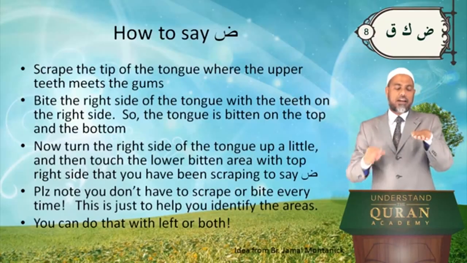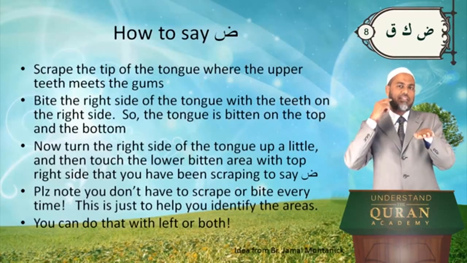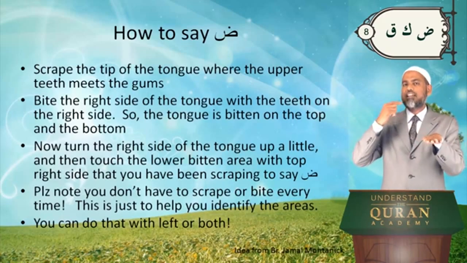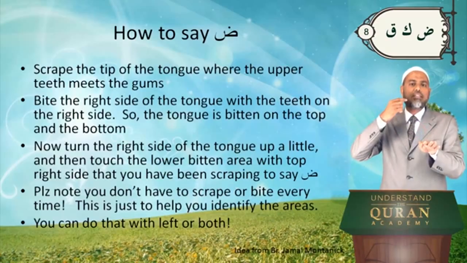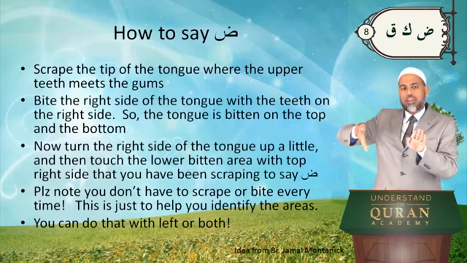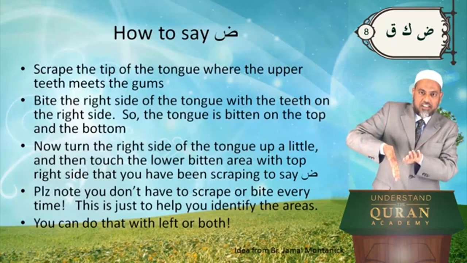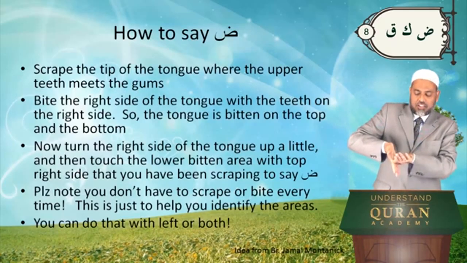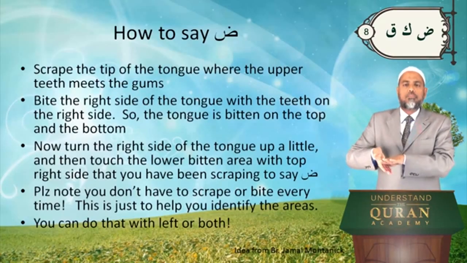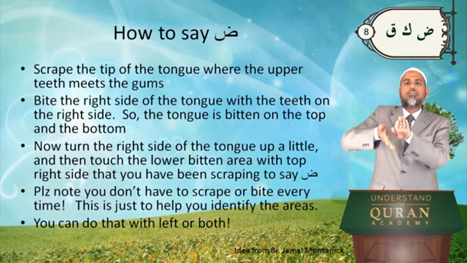And what to touch? Now bite the right side of the tongue with the teeth on the right side. Bite it. So now you know that is the area that has to be touched. So touch the bitten right side of the tongue with the roots of the molars, the area that you have been scraping. Touch it here. Da, da, da, and then make the sound.